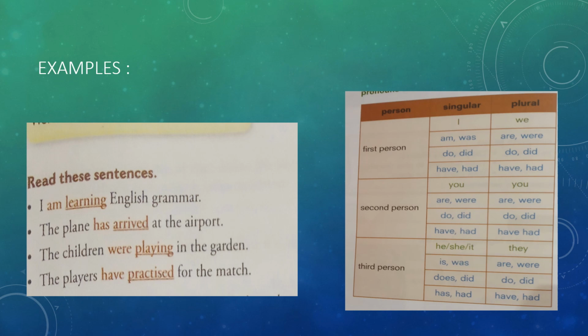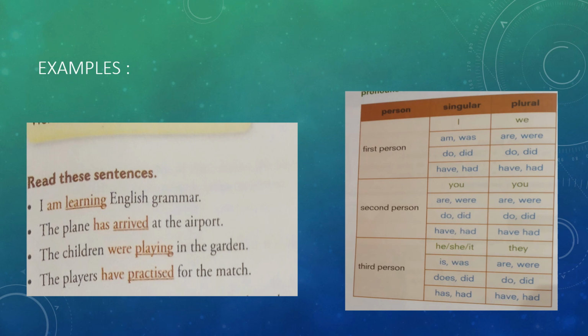The players have practiced for the match. The players are a plural subject, so have is used and practiced is the main verb. Understood? Now in this you cannot tell which is present tense or past tense. That I will teach you in the next topic. But just now you remember this much.